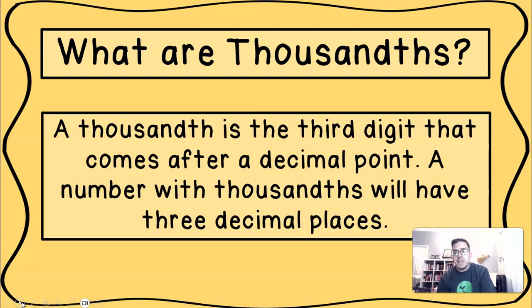And a thousandth is the third digit that comes after a decimal point. A number with thousandths will have 3 decimal places.